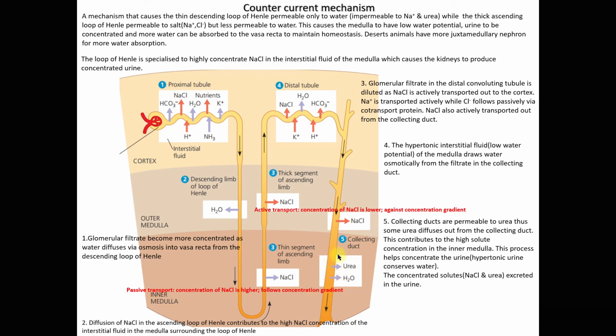When the collecting duct is permeable to urea, the urea diffuses out into the inner medulla. What happens to the interstitial fluid here? Yes, it becomes hypertonic interstitial fluid. So what happens to the remaining water in the glomerular filtrate? The remaining water will diffuse out from the collecting duct into the hypertonic interstitial fluid. So the concentrated solutes, any remaining sodium chloride as well as urea, toxins and any unwanted substances will be excreted in the urine.